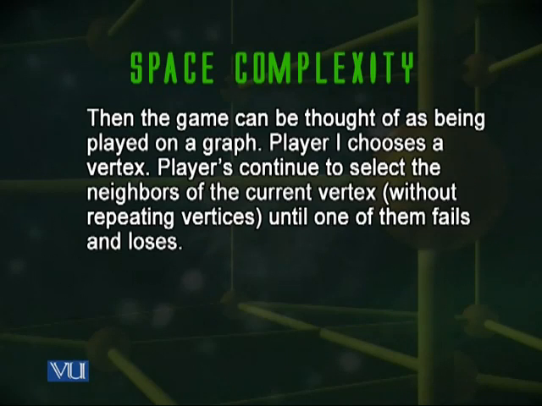The players continue to select the neighbors of the current vertex, and repeats are not allowed until one of them fails, and that player who fails to find a new vertex loses the game. So you will be given a graph, and there will be a designated start node. The first player will select a neighbor of that vertex, and the second player will select a neighbor of the current vertex. And now the new selected vertex becomes the current vertex, and the next player selects a neighbor of that vertex, and the game continues until one of the players cannot choose a new vertex.